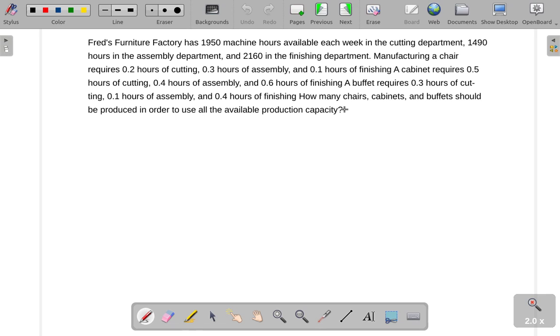Alright, so we're going to approach this in the same way as we started those other ones. We're trying to find three different numbers. We're trying to figure out the number of chairs, the number of cabinets, and the number of buffets. So X will be the number of chairs. Y will be the number of cabinets. And Z will be the number of buffets.